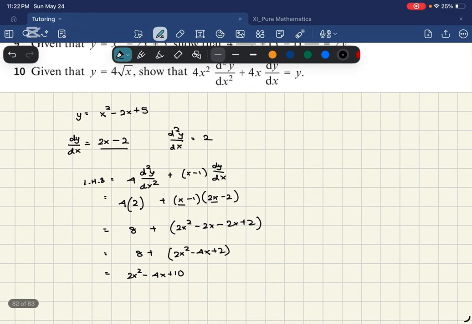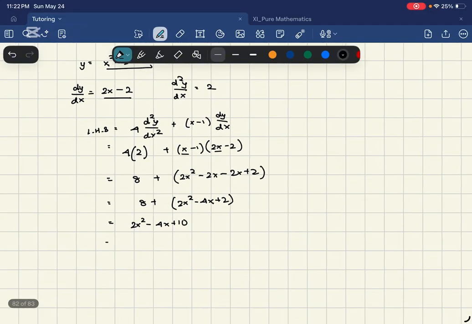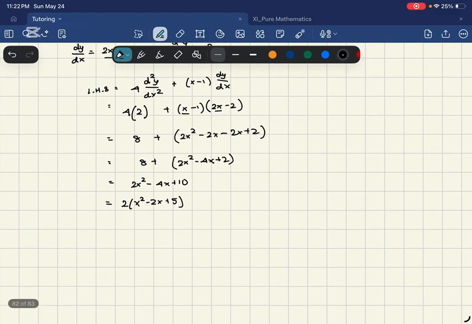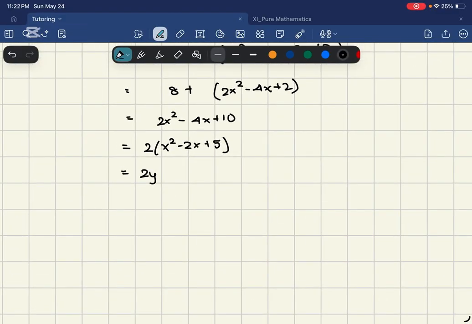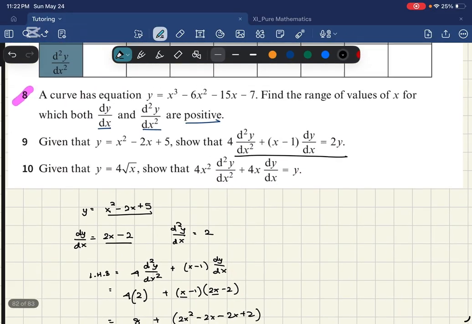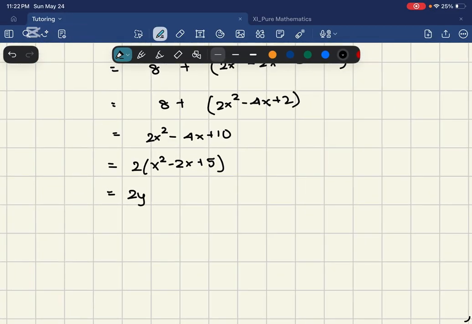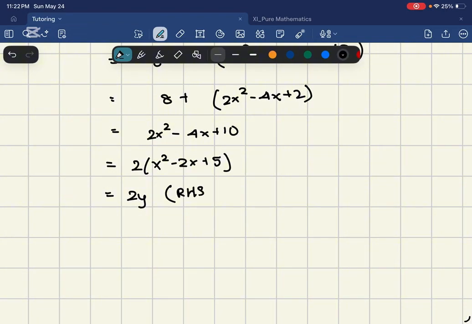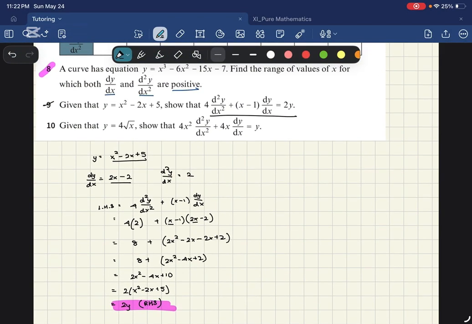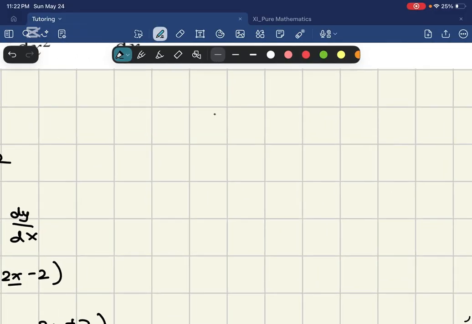And if you remember, this expression, if I factor out a 2, I have x squared minus 2x plus 5, right? And that is just y. So it's just going to be 2y. And 2y, remember, is your right-hand side. So that is your proof. All right. We're done with 9. And question 10 is very, very similar.